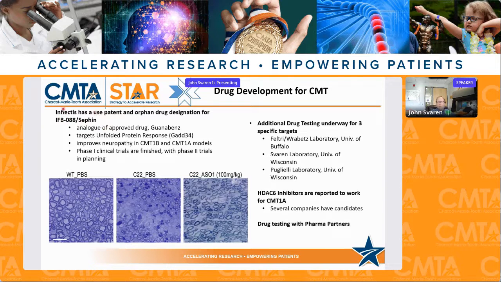One is a company known as Inflectus, which has developed a drug candidate known as Cephin. This is an analog of an FDA-approved drug known as guanabenz. And this targets this sort of a stress response, which I just told you about before. And there's some nice data to indicate that this will be successful in animal models of not only CMT1B and CMT1A. And they've already finished phase 1 safety trials in Europe, and they have phase 2 clinical trials that are in planning.